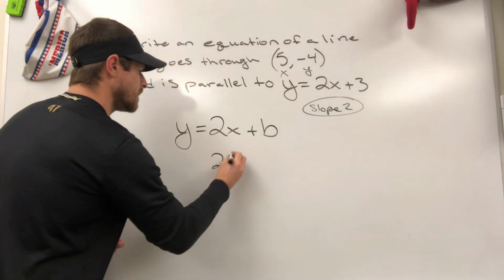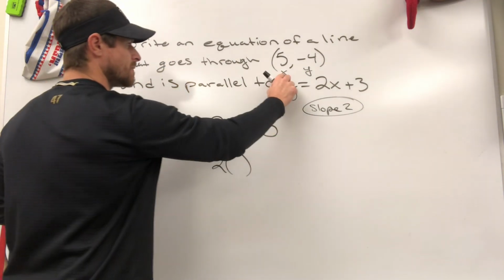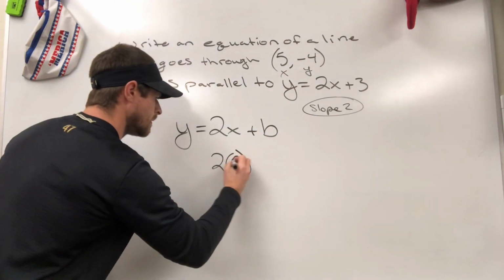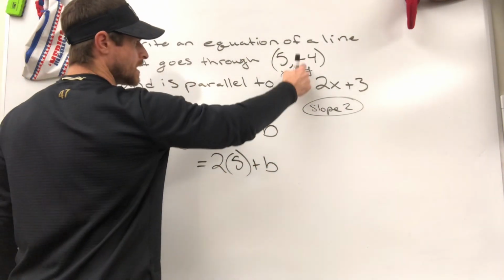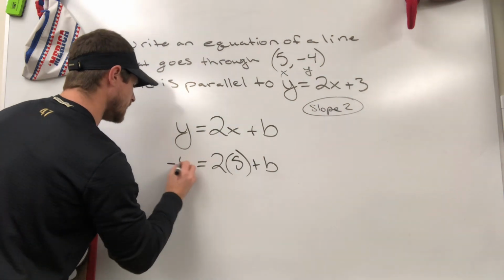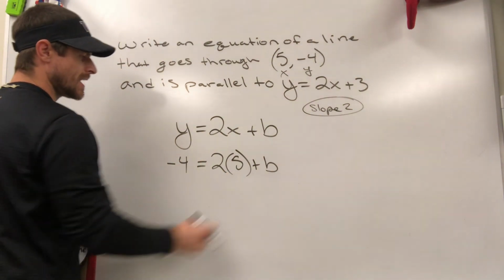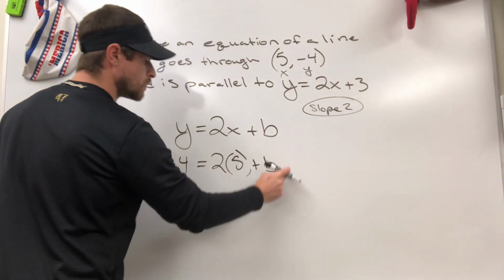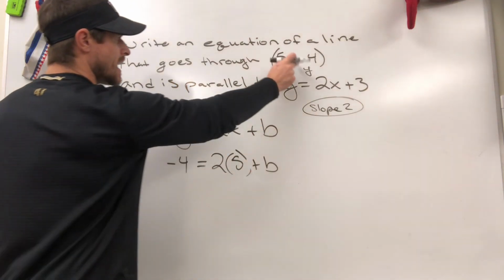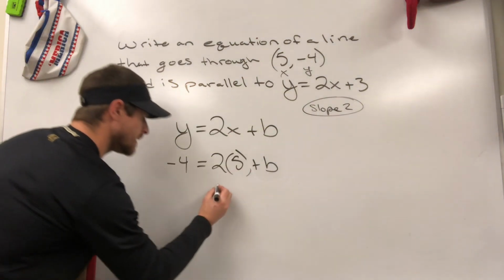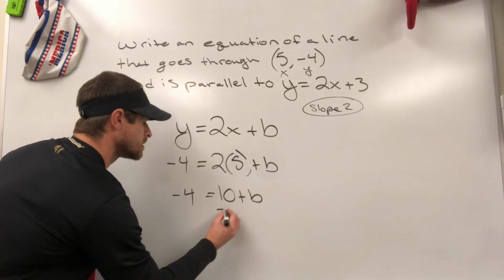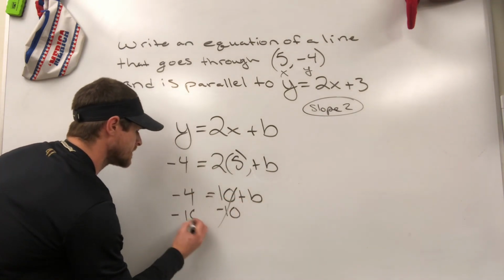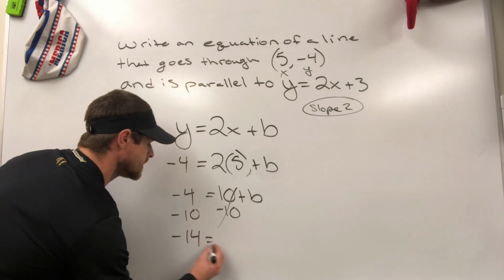So 2 times x is now 2 times the x value, which is 5, plus b is equal to y. Well, they're telling me y is -4, so we're going to put a -4 in. Now, when I work all this out, it'll tell me what is the proper value for b to make sure that this happens. So 5 times 2 makes 10. 10 plus b is equal to -4. Subtract 10, subtract 10. We're at -14 for b.